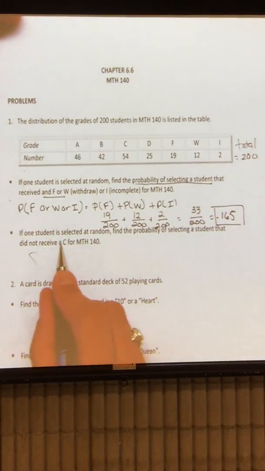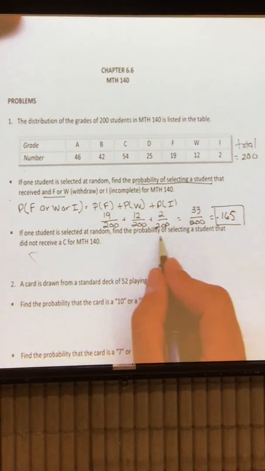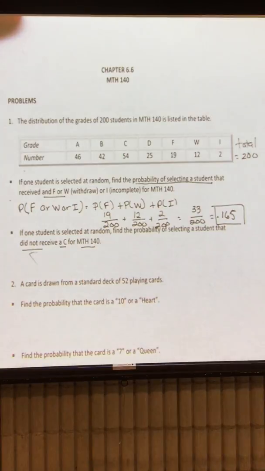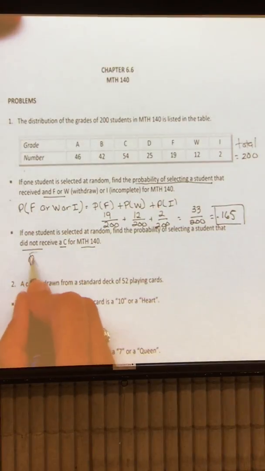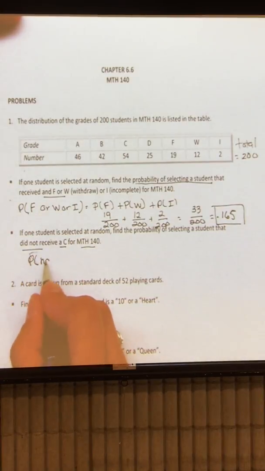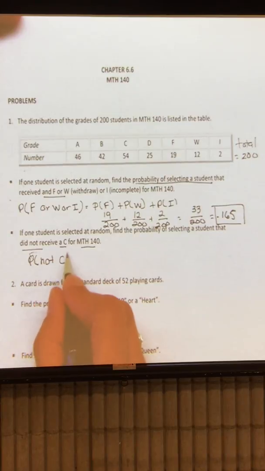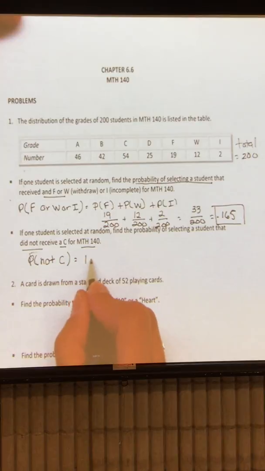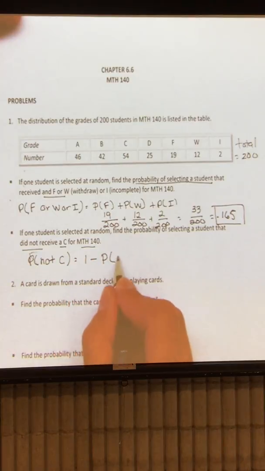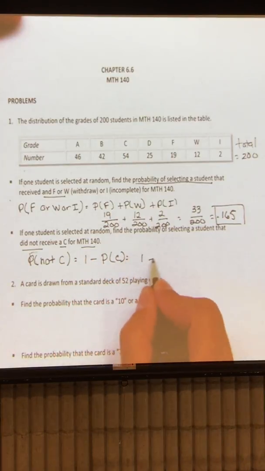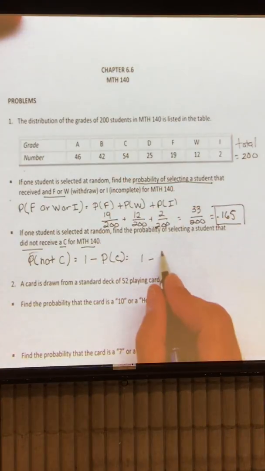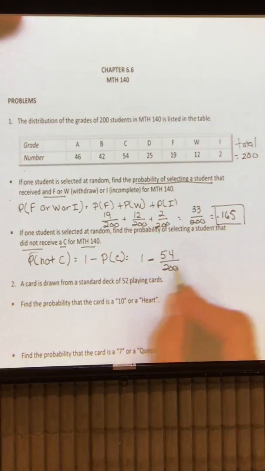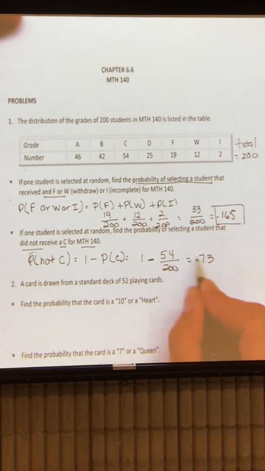If one student is selected at random, find the probability of selecting a student that did not receive a C for Math 140. To find the probability that he did not receive a C, we do 1 minus the probability of C. The probability of C is 54, so 1 minus 54 over 200 is equal to 0.73.